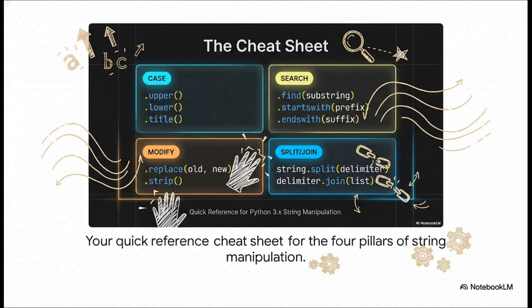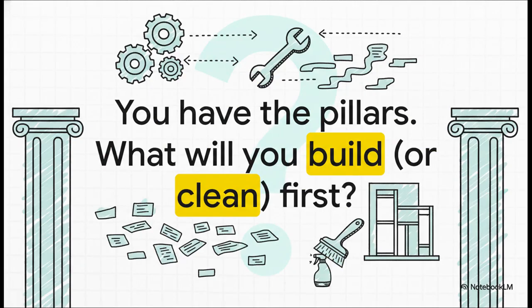And this right here, this is your takeaway. It's a handy little cheat sheet that summarizes our 4 pillars. You've got your case methods like .upper and .lower, your search methods like .find and .startswith, the modify methods like .replace and .strip, and of course, the restructuring power of .split and .join. This is your complete quick reference guide. So there you have it. You now have the fundamental framework for taming any messy text that comes your way. You've got the pillars, you've got the tools. The only question left is, what are you going to build or what are you going to clean first?